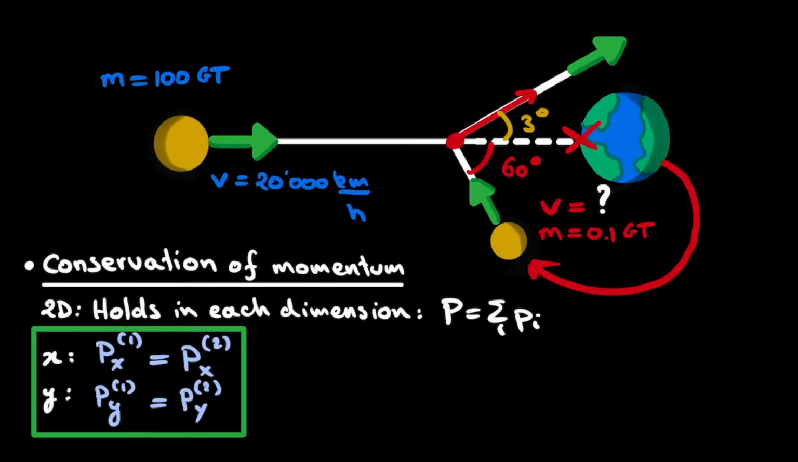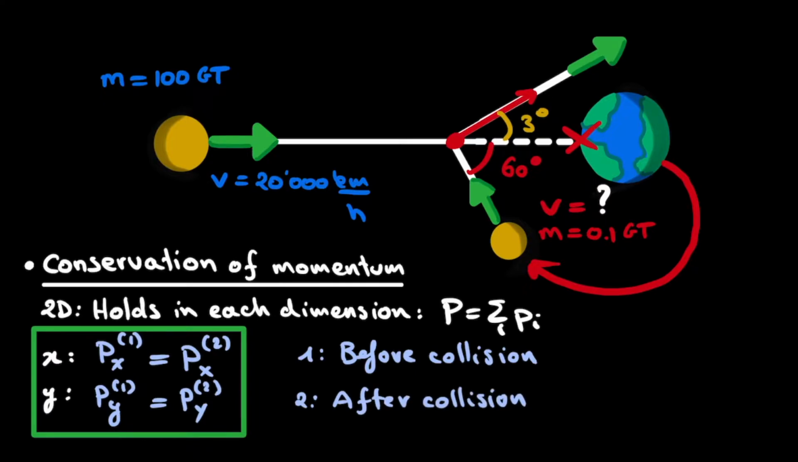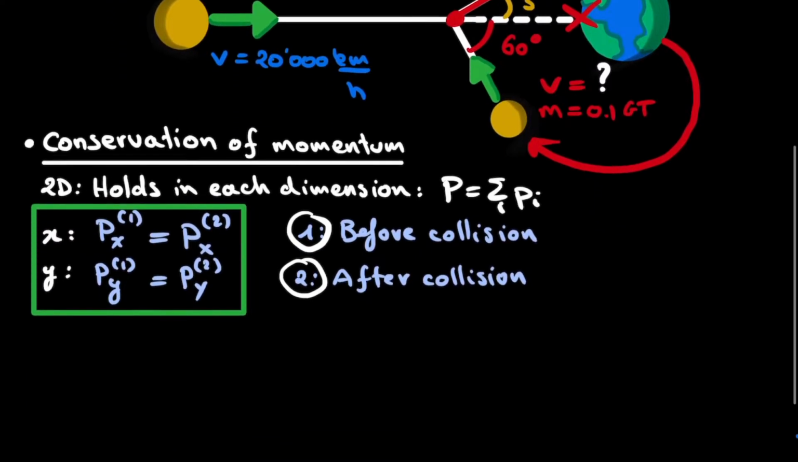If we, for example, look at the two scenarios where the first one is before the collision and the second one is after the collision. And so what we are left to do is to first calculate the total momentum before the collision of the system, which is the momentum of the comet plus the momentum of the smaller object, and then afterwards calculate the total momentum after the collision, and then compare both and put them equal to each other. So let's do that right now.